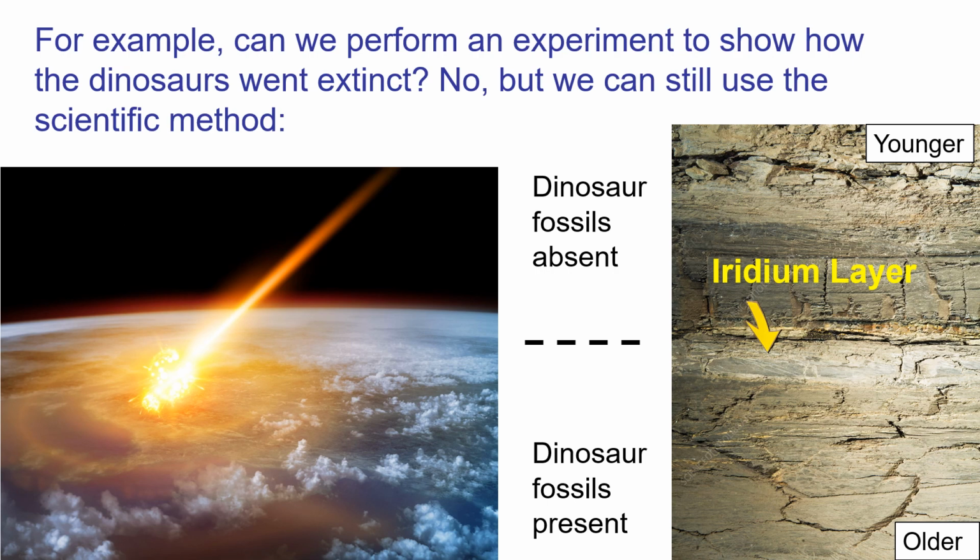Now, we find dinosaur fossils lower down. We find dinosaur fossils deeper down in the rock record, but we've never found dinosaurs above. So if we want to test our hypothesis, we can just go out there and look for dinosaur fossils that are younger than that iridium layer. We can look for dinosaur fossils that are younger than 65 million years and are above this layer that most probably came from a massive asteroid impact. And every time we fail to find those dinosaurs, we offer support for our hypothesis. So even though we're not doing an experiment, we're still following the same methodology.